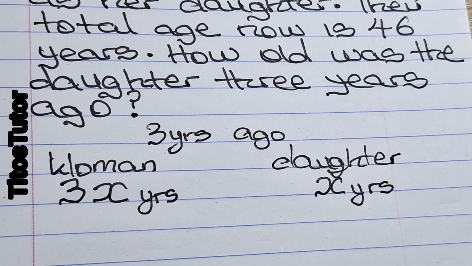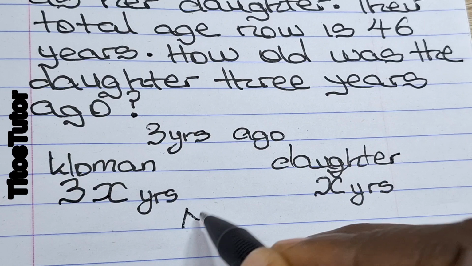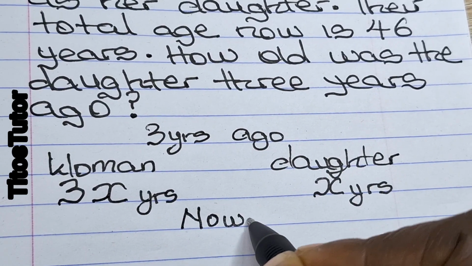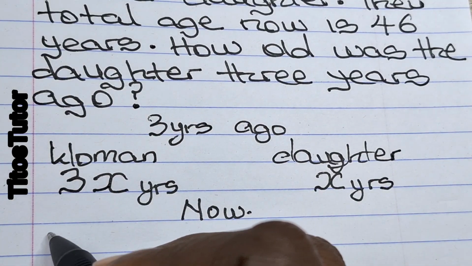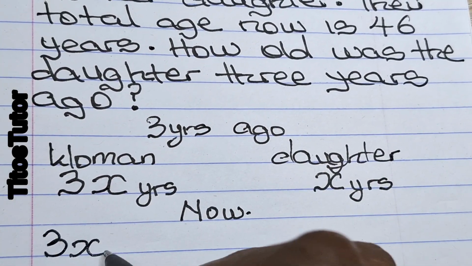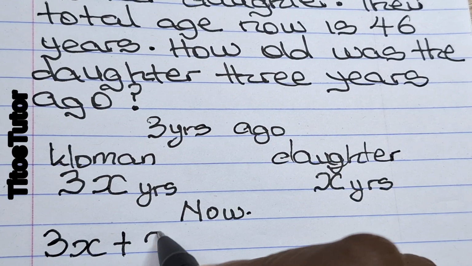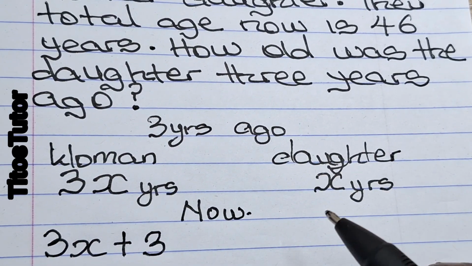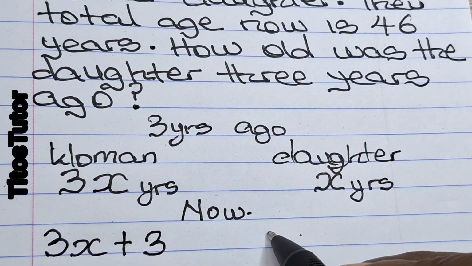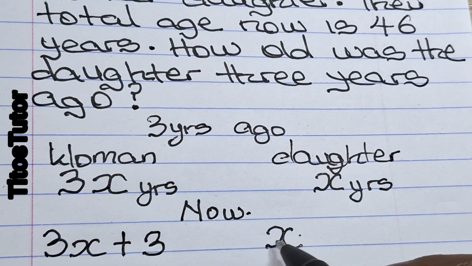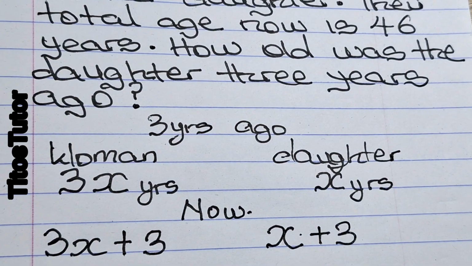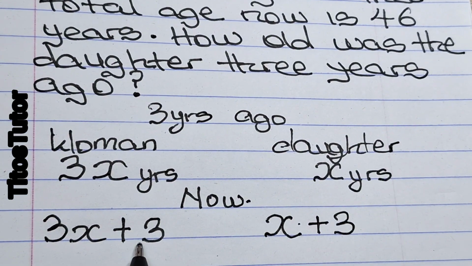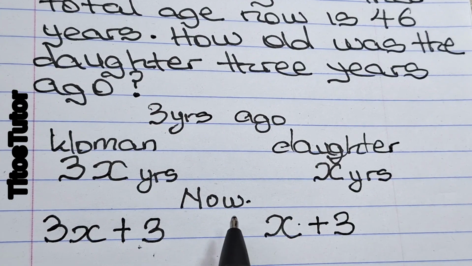Okay, now this is 3 years ago, but what about today? So now the woman is going to be 3x plus 3, because 3 years have passed, right? And the daughter will be x years plus 3 as well. So you add 3 years to their ages to give you the age they are today.